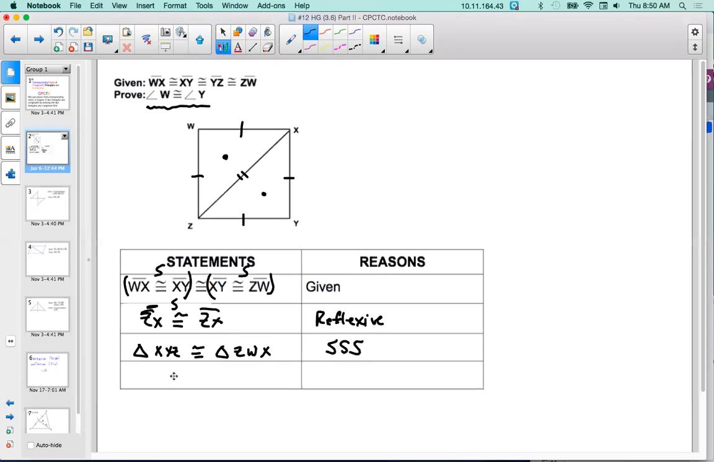Now that we know that the triangles are congruent, we can say that angle W is going to be congruent to angle Y, and our reason is CPCTC. Corresponding parts of congruent triangles are congruent. Once we know the two triangles are congruent, we know that all the angles that correspond to one another will also be congruent. We could mark all of these angles.